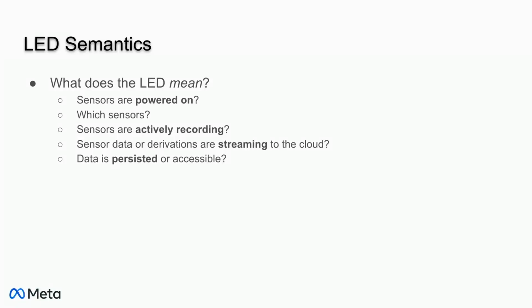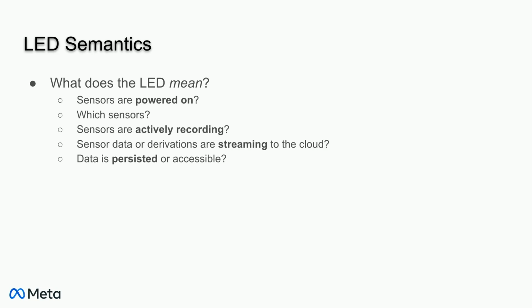So let me ask you the question. Now what does this LED mean? Does it mean that sensors or cameras are on? Which cameras? For what purpose? And this brings me to the concept, or the issue, of LED semantics. What does the LED mean? That sensors are on? Powered on? Which sensors?